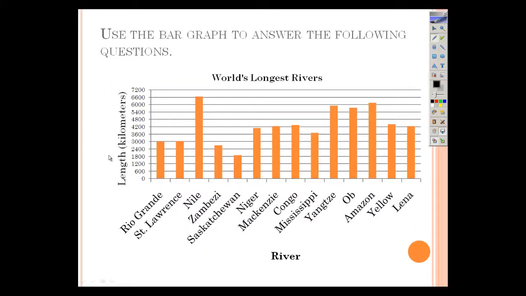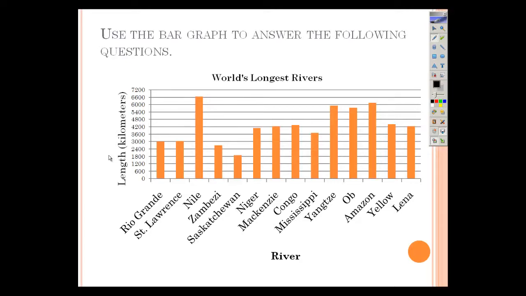Now I'm going to use this bar graph to answer the following questions. Unfortunately, all the questions didn't quite fit on the paper with it, so let's just observe the bar graph at first before we get to the questions. We have the length in kilometers of these rivers, and we go from 0 to 600, 1200, 1800. It's going up by 600 each time, and all the different rivers are listed at the bottom.